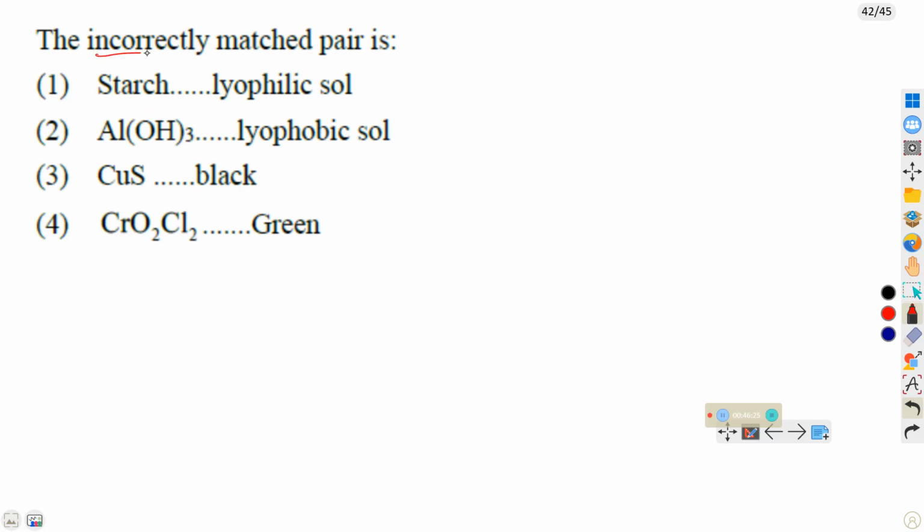Matched pair. Starch is lyophilic sol, correct. Al(OH)3, lyophobic sol, correct. CuS, black color, correct. Chromyl chloride, green color, wrong. Chromyl chloride gives reddish brown vapors. So the incorrect match is the fourth one.